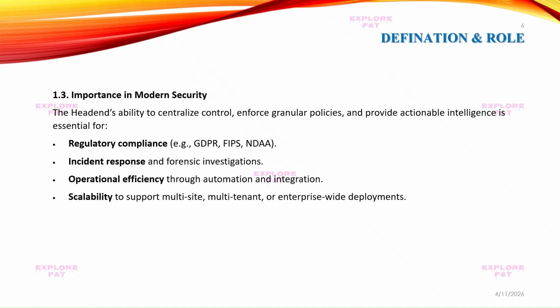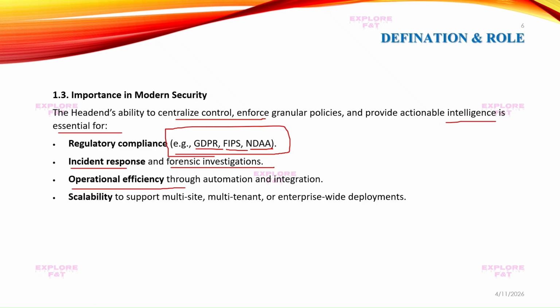The third one in the same segment: what is the importance in modern security? The head end's ability to centralize control, enforce granular policy, and provide actionable intelligence is essential for regulatory compliance like GDPR, FIPS, and DAA, incident response and forensic investigation, operational efficiency through automation and integration, and scalability to support multi-site, multi-tenant, or enterprise-wide deployment. So this is some of the importance in our modern security system.